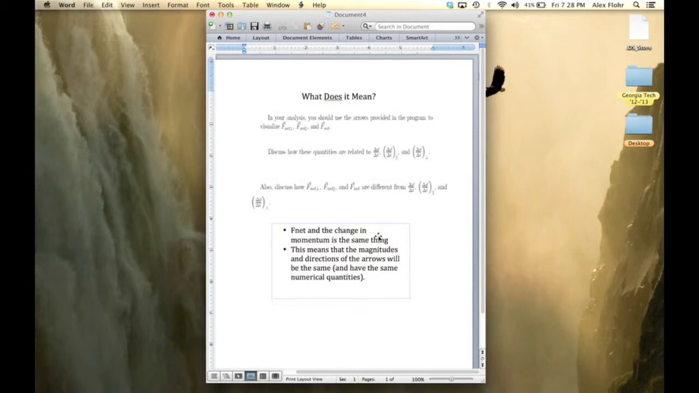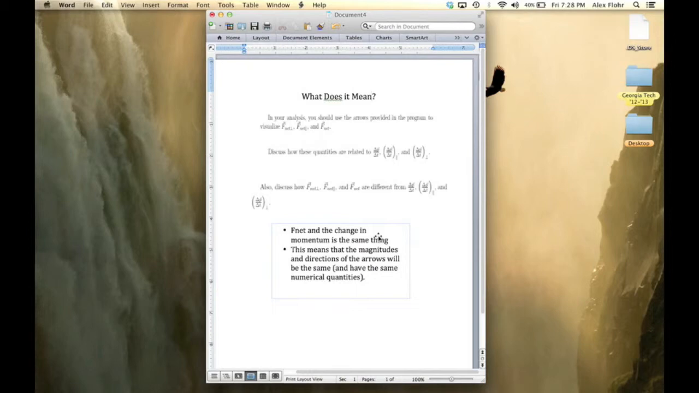In the analysis, we showed the arrows provided in the programming visualized Fnet, Fnet perpendicular, and Fnet parallel, and we want to know how these relate to momentum, the parallel change in momentum, and the perpendicular change in momentum. So we know that since Fnet and the change in momentum are the same thing, the magnitude and direction of these quantities will also be in the magnitude and direction of the arrows shown. But Fnet and the change in momentum are not exactly the same thing.